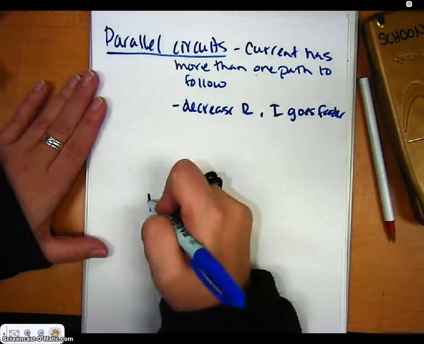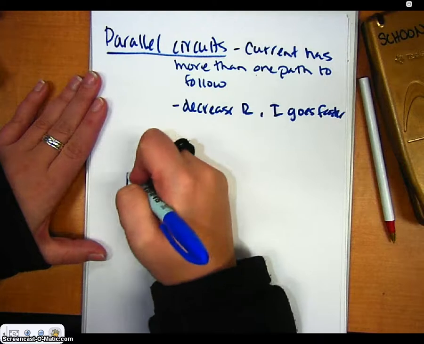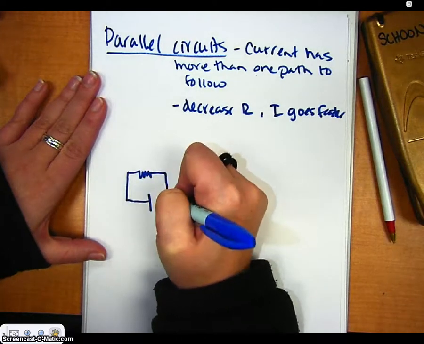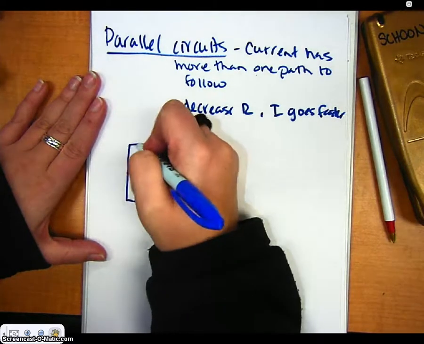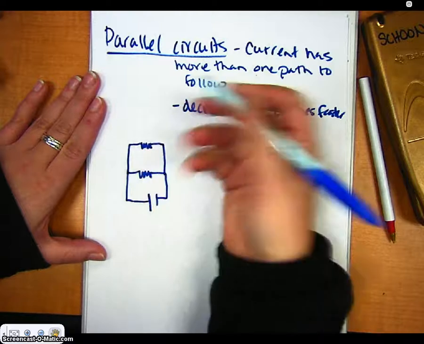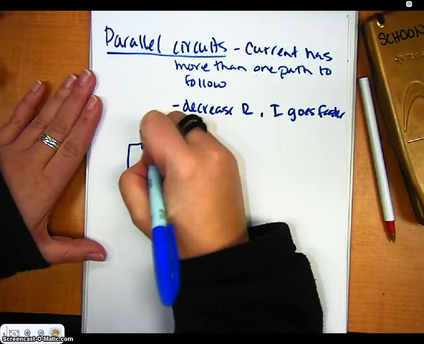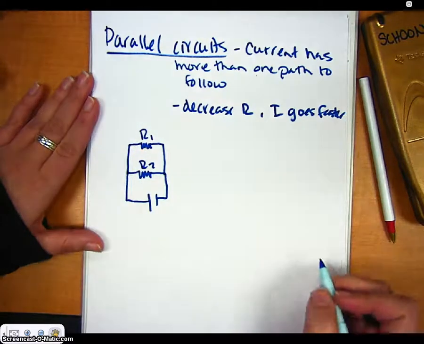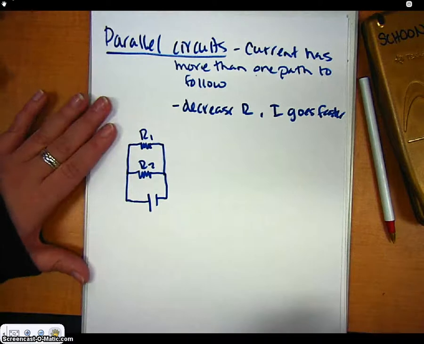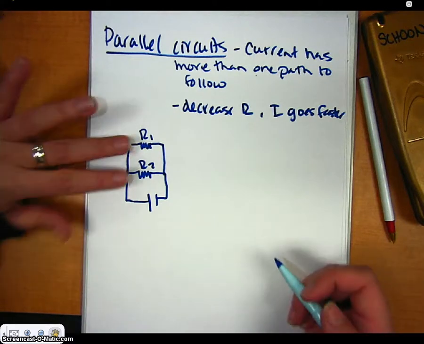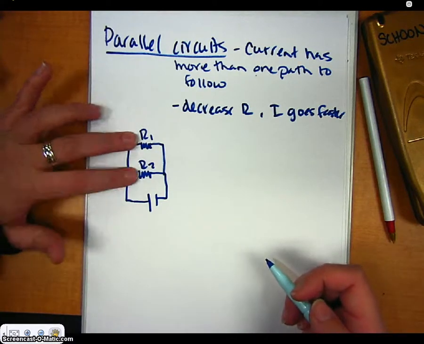So a parallel circuit looks like this. Okay. And we'll talk about the basic math, and then we'll do an example like we did in the last video. Okay, so we've got resistor 1 and resistor 2 here.